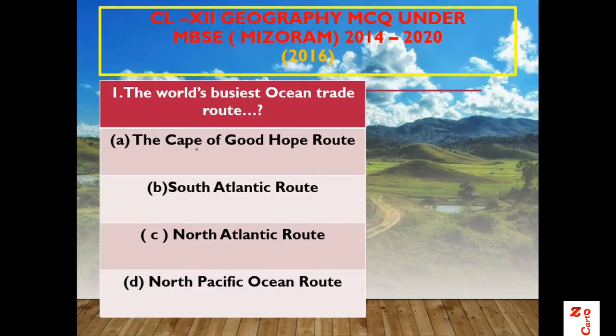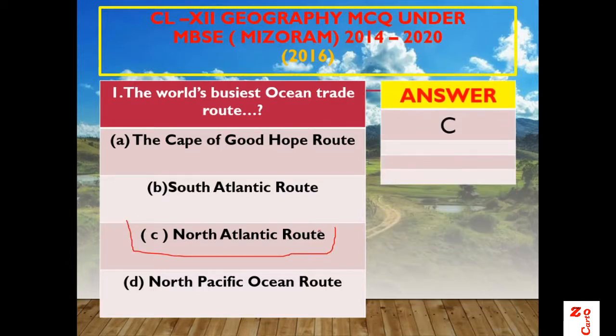2016. Question number 1. The world's busiest ocean trade route is A. The Cape of Good Hope route, B. South Atlantic route, C. North Atlantic route, D. North Pacific Ocean route. C. North Atlantic route.